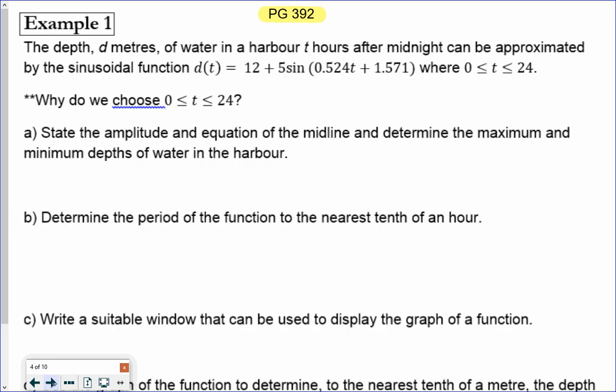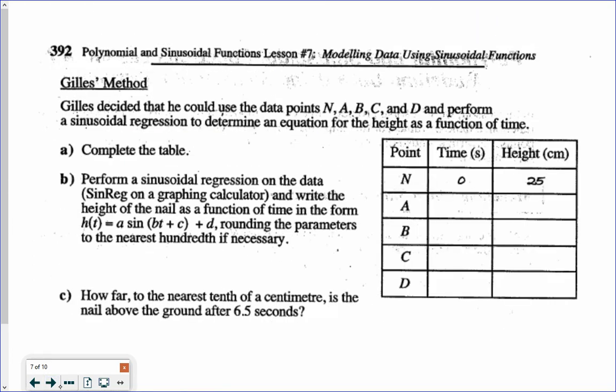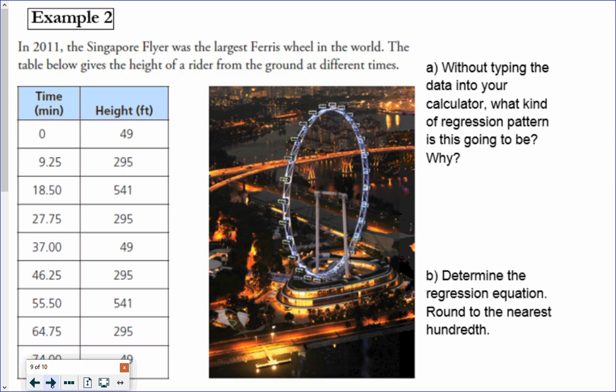Okay, so I'm just going to go ahead to this guy. It says in 2011, the Singapore Flyer was the largest Ferris wheel in the world. The table below gives the height of a rider from the ground at different times. At time 0, he's 49 feet off the ground. Then he's 295 feet, then 541 feet, then 295, then 49.